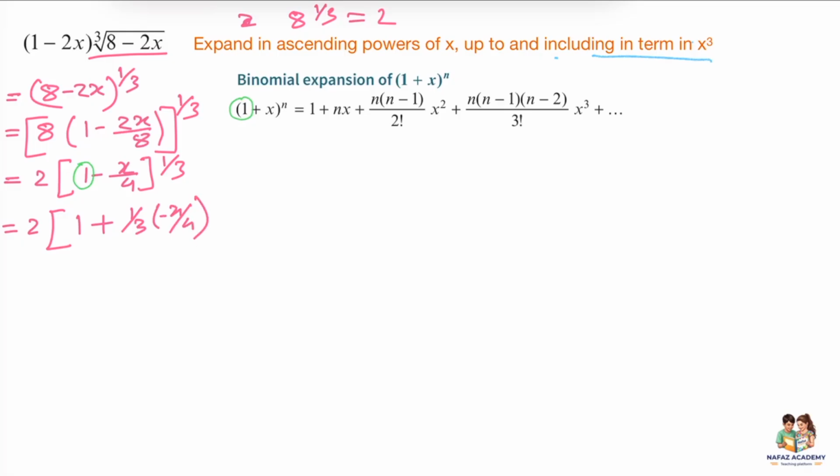Now what is the value of n? The n value is 1 by 3, and the x value is minus x over 4. At first you have to write the binomial expansion and then put the value of n and x in the expression in your second line. Do you understand? Then put the value of n and x in the x square term, n times n minus 1 over 2 factorial x square. What is the value of x? It is minus x over 4.